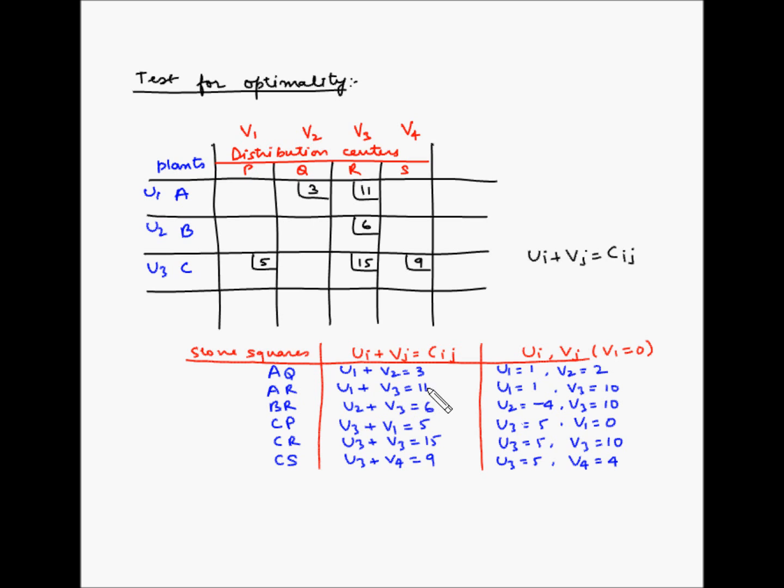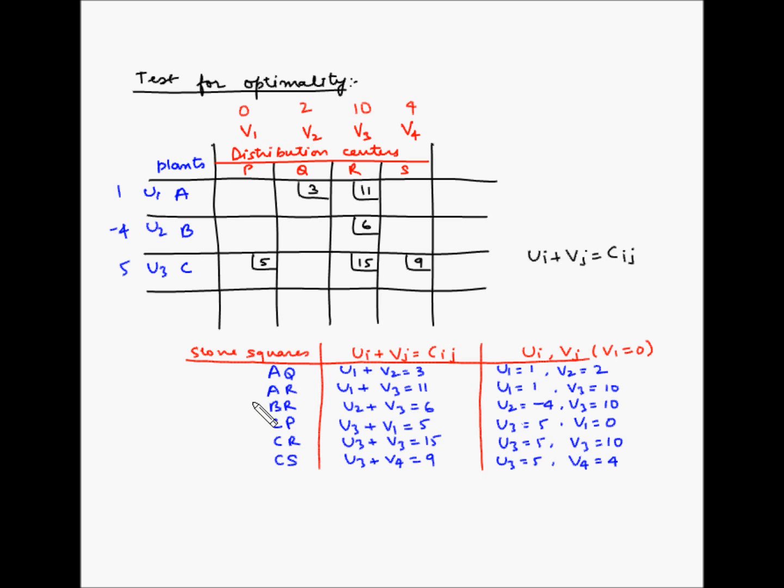So here we have found out the values of Ui and Vj. So let's put the values here in the table. So U1 is 1, U2 is minus 4, U3 is 5, V1 is 0, V2 is 2, V3 is 10 and V4 is 4. Now the next step is to calculate the net cost change for each of the water squares.